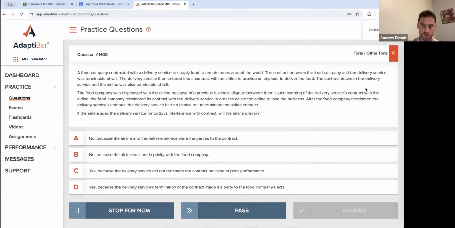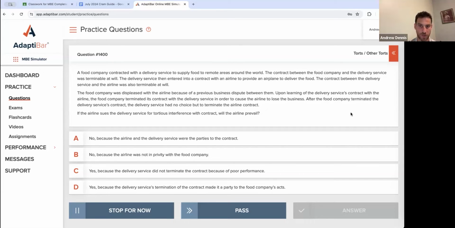So a food company contracted with a delivery service to supply food to remote areas around the world. The contract between the food company and the delivery service was terminable at will. The delivery service then entered into a contract with an airline to provide an airplane to deliver the food.